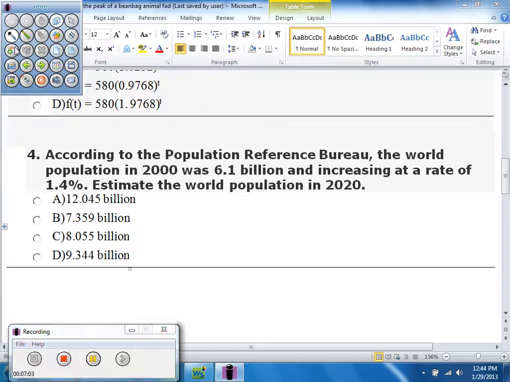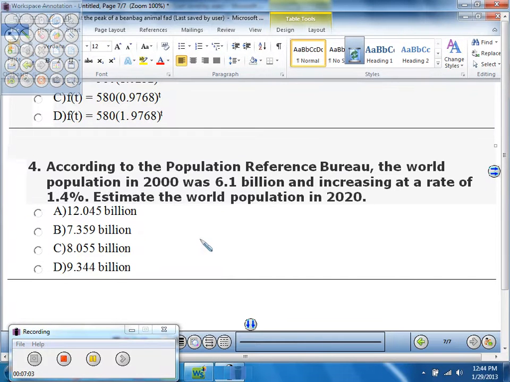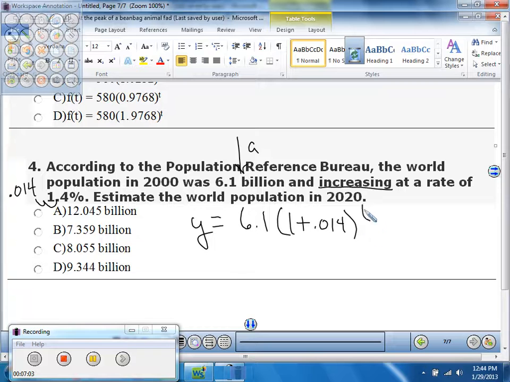Alright, in this one we're going to have to come up with a model and then actually use the model, or use the function, to come up with a number. According to the Population Bureau, the world's population in 2000 was 6.1 billion. So again, that's going to be our A because that's what we're starting out with, 6.1. And I'll just use y for now. Then we have to figure out, is it plus or minus? Well, it's increasing, so it's going to be a plus. Our rate of increase is 1.4, but we're going to convert that to a decimal, so we get 0.014. And then to the number of years.